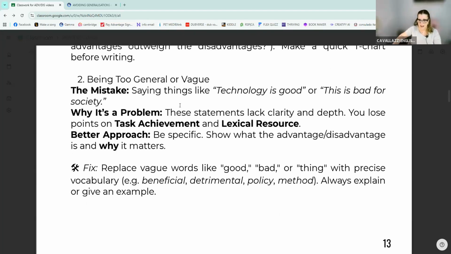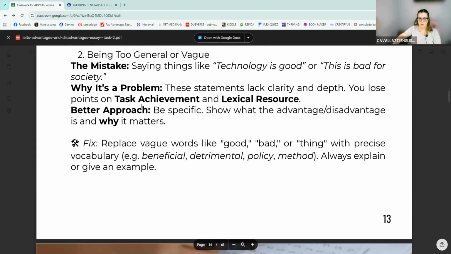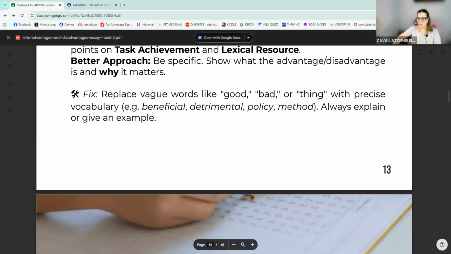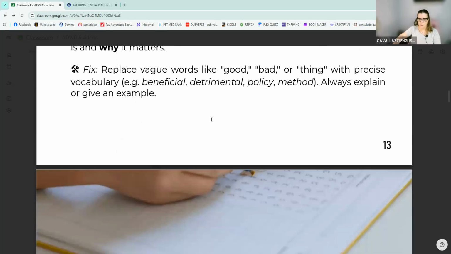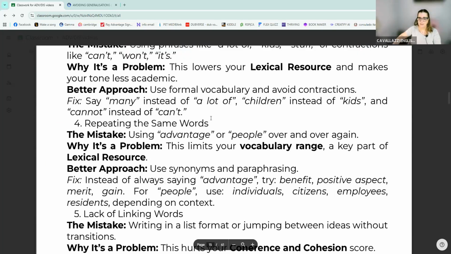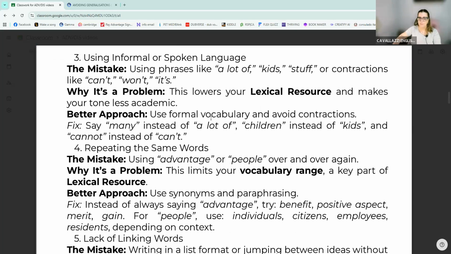For example, technology is good. No, absolutely not. Why is it good? Why is technology good? And is good a word you can use? Absolutely not. So here is the better approach. Replace good, bad, think, all of those with beneficial, detrimental, and so on. I've already mentioned this and it's in your book, so it's very important.